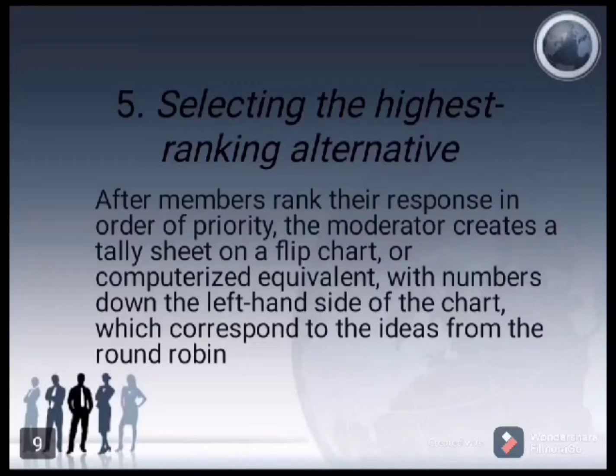And the last is selecting the highest ranking alternative. After members rank their responses in order of priority, the moderator creates a tally sheet on a flip chart to computerize equivalent, with numbers down the left-hand side of the chart, which correspond to ideas from the round robin. Alternatives should reflect substantially different approaches to the problem and different priorities across objectives, and should present decision makers with real options and choices. Good solutions are not possible without good alternatives.